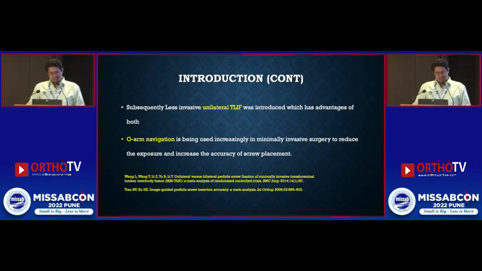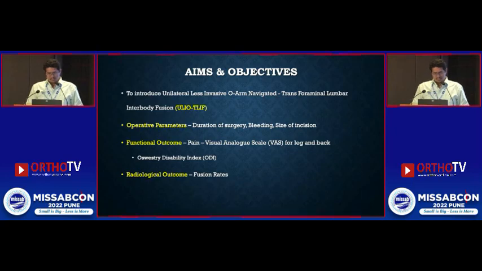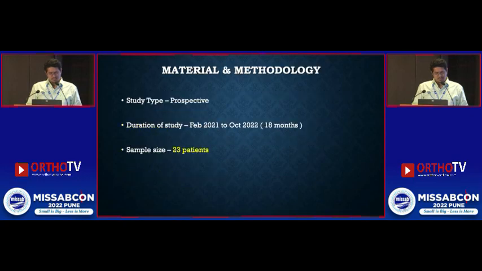O-arm navigation is being used increasingly in minimally invasive surgeries in order to reduce the surgical exposure as well as increase the accuracy of the screw and cage placement. So our aim is to introduce the unilateral less invasive O-arm navigated transforaminal lumbar interbody fusion technique, to study operative parameters: duration of surgery, bleeding, and size of incision; functional outcome in terms of visual analog scale and Oswestry disability index; and radiological outcome in terms of fusion rates.